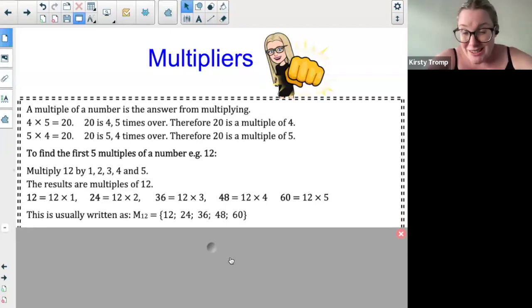When we write the multiples of 12, we usually write it like it's displayed on the screen. And we're going to do some practice with that. So we have a big M, like you can see, a little 12. We open up a curly bracket and we write the numbers in order.